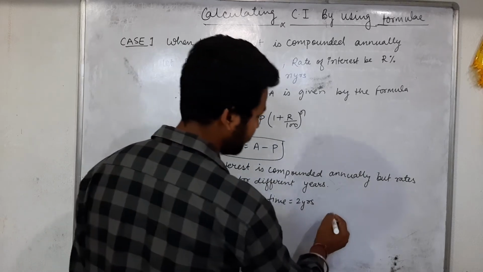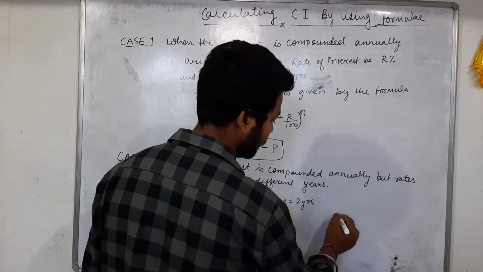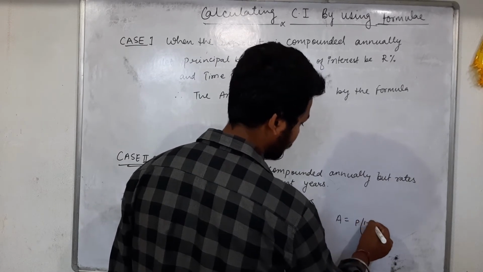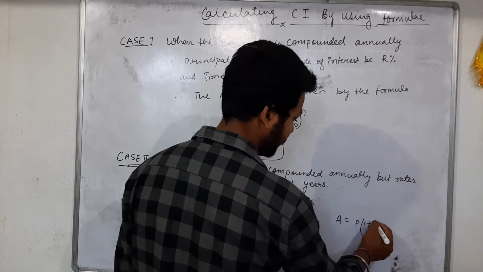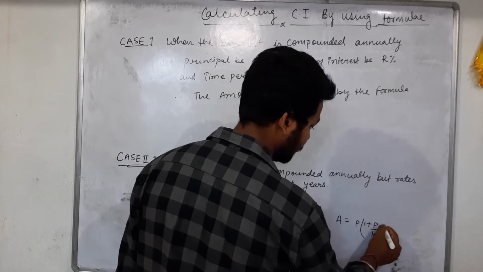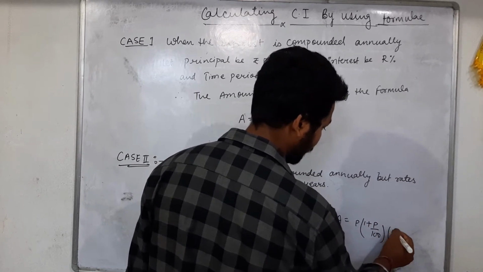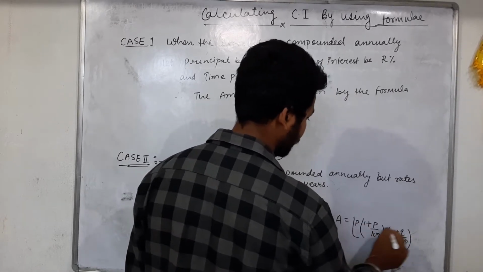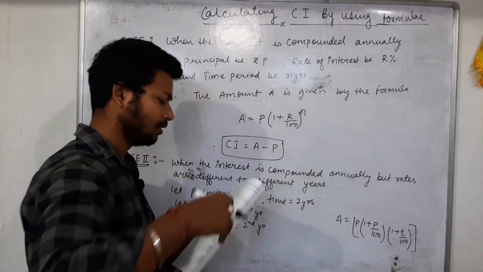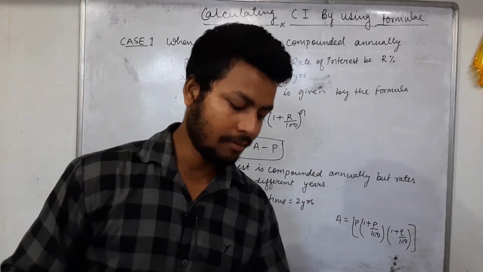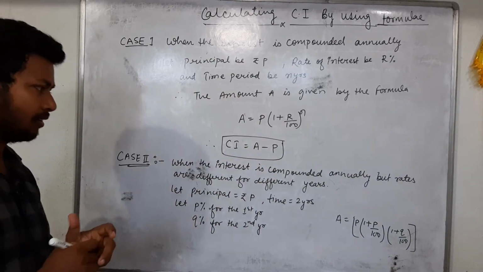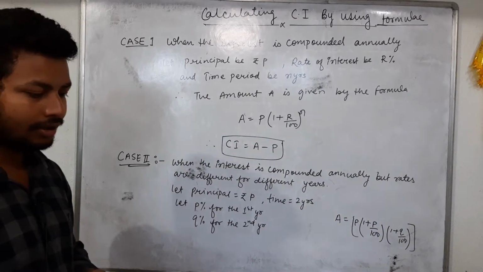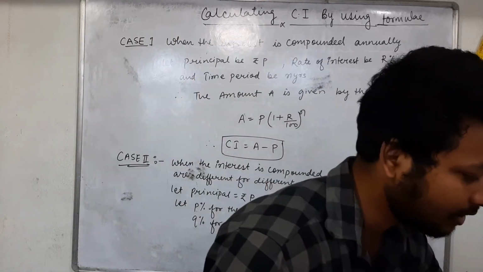Then the amount for 2 years is equal to P into 1 plus p by 100 for the first year, into 1 plus q by 100, and this is your formula for amount when rates are different for different years. Okay, we are going to see the case number 3.